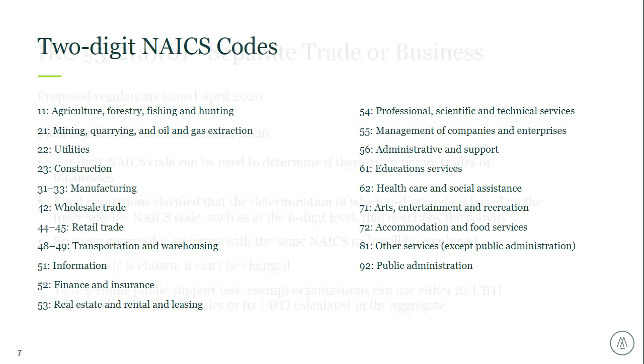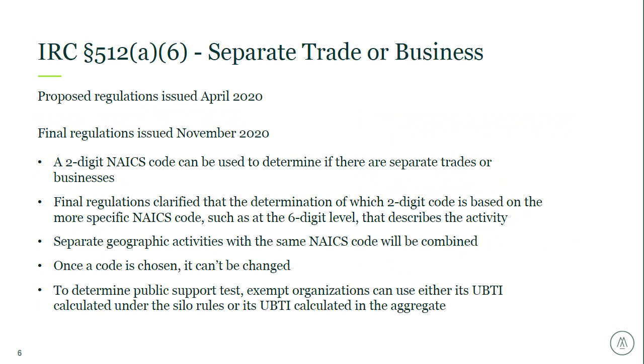The final regs also clarified how the UBI silo rules affect the public support test. And it said that you're allowed to use either or. So you can either use the unrelated business taxable income calculated under the silo rules, or you can use the unrelated business taxable income calculated in the aggregate, so under the old rules, where you can net losses against income. So this is great news because the IRS was trying to prevent the silo rules from having a negative impact on your public support test. And the IRS was also trying to reduce the administrative burden of requiring two separate calculations of unrelated business taxable income.